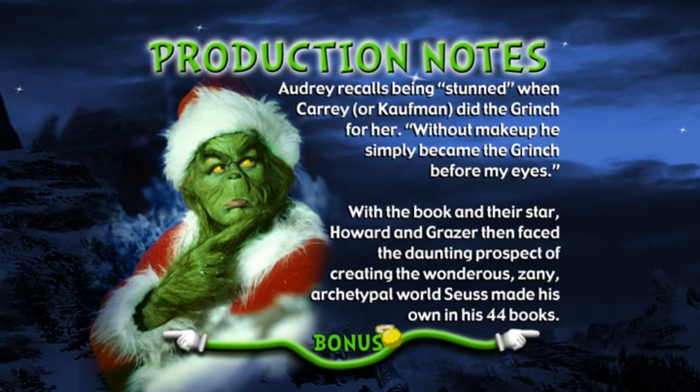Production notes, page 7 of 23. Audrey recalls being stunned when Carrey, or Kaufman, did the Grinch for her. "Without makeup, he simply became the Grinch before my eyes." With the book and their star, Howard and Grazer then faced the daunting prospect of creating the wondrous, zany, archetypal world Seuss made his own in his 44 books.